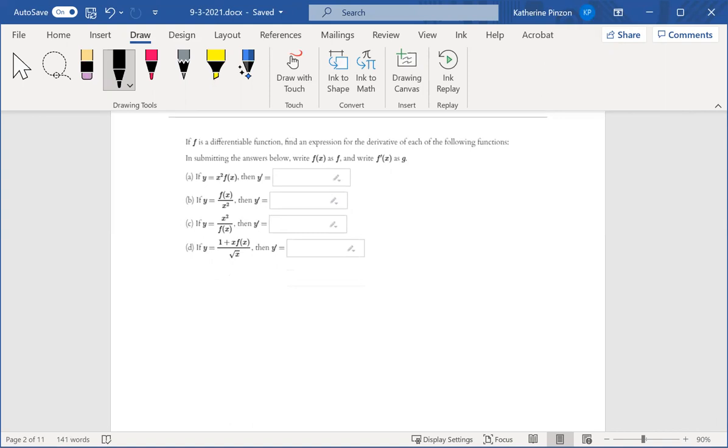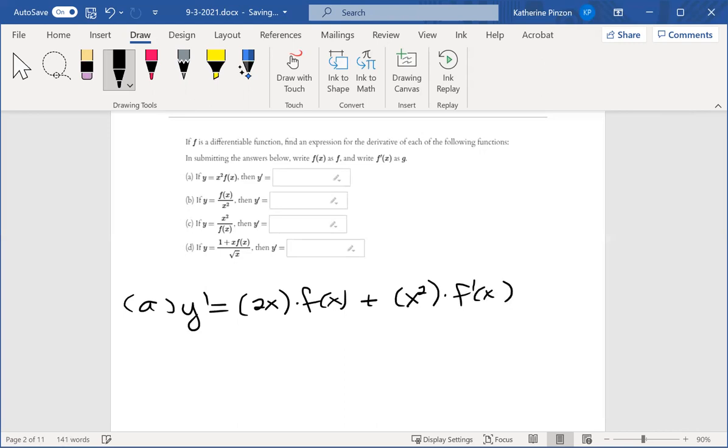I need the product rule, right? This is a product. I need the product rule. Y prime is going to be derivative of the first, 2x, times the second, f of x, plus first, x squared, times the derivative of the second, f prime of x. In here, they tell you that if you have f of x, write it as f. And if you have f prime of x, write it as g. So when I'm submitting, I'm going to say 2xf plus x squared g.